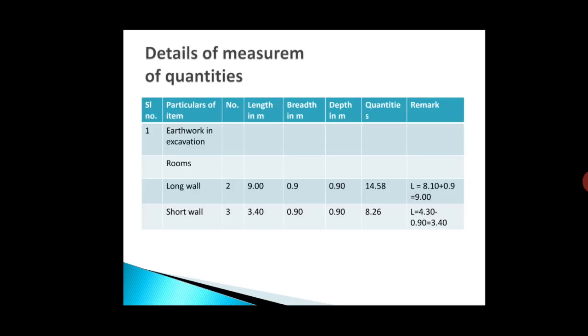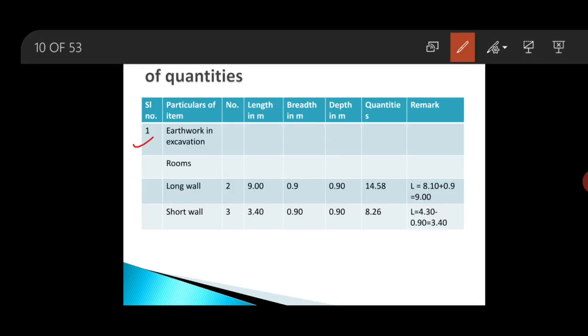Now we will go for calculation of the first item of work, that is earthwork excavation. Similarly, first we will prepare the details of measurement form and write down serial number 1. First item is earthwork excavation. First we will go for calculation of quantity of excavation of room. Then we will go to the veranda.